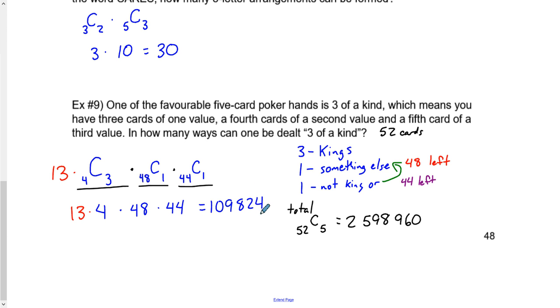Makes the 3 of a kind a little bit less rare, but it's still a very small proportion of this total amount that could be a 3-card hand, or sorry, a 3 of a kind.